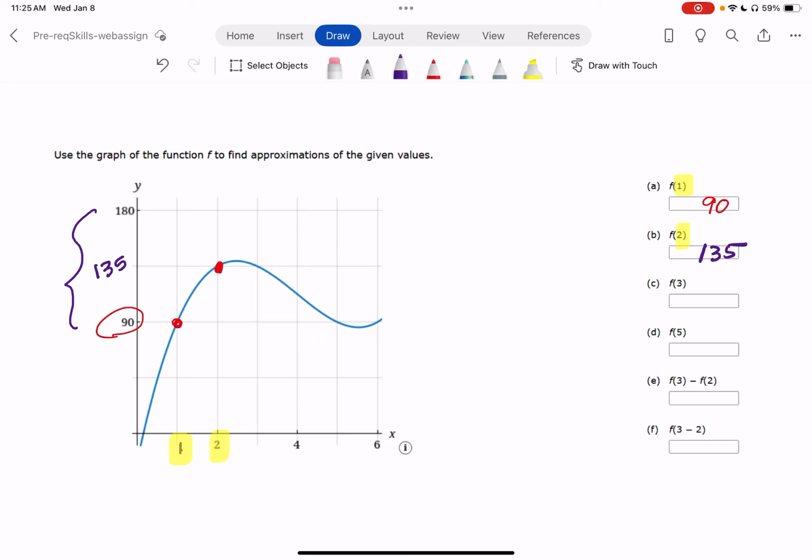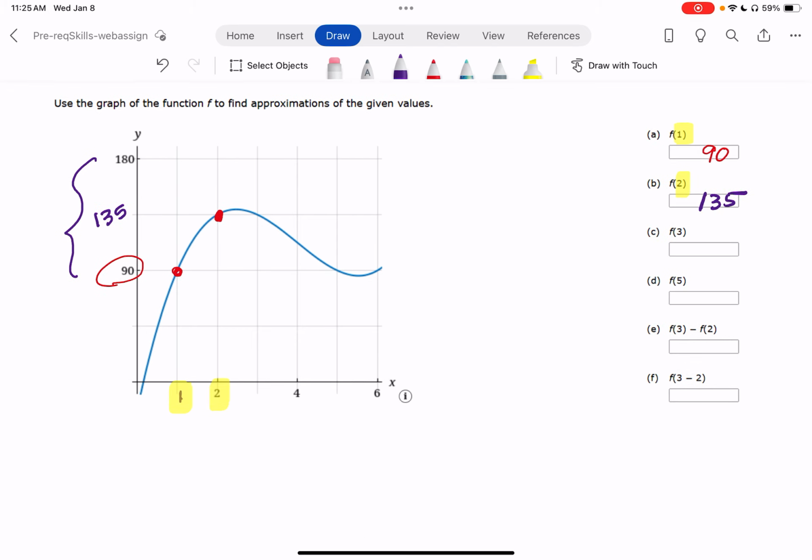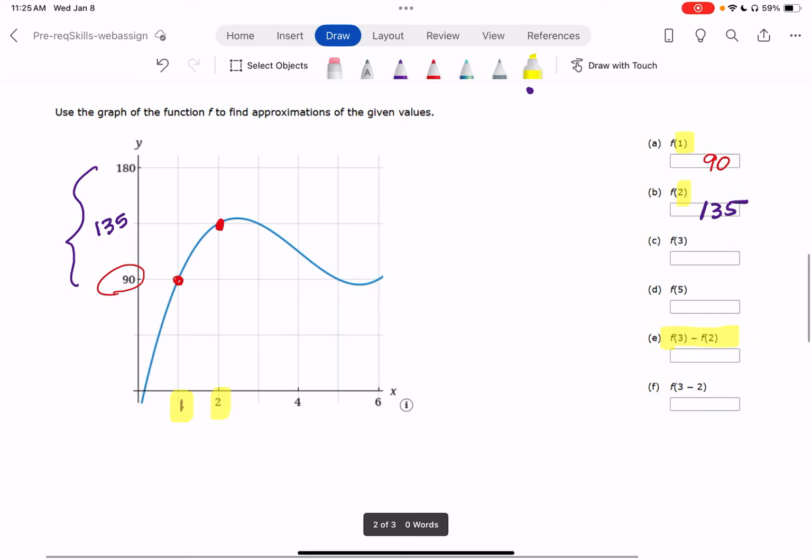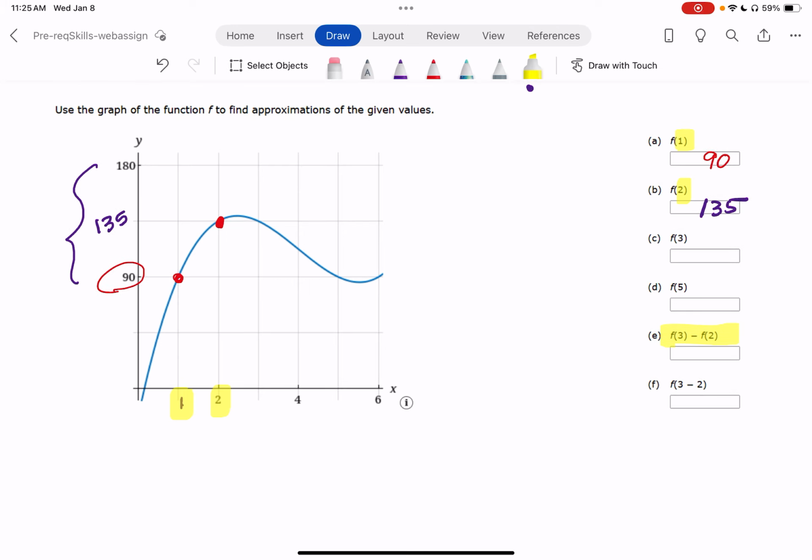All right, so then when you look at part E, part E is f of 3 minus f of 2. So we need to figure out what we have for f of 3. f of 3, because here would be 3, right? So that would be another 135 right there. Here I'm going to take what I got for f of 3, which is 135, and subtract what I got for f of 2, which is also 135, and that would be 0. So the answer for that box would be 0.